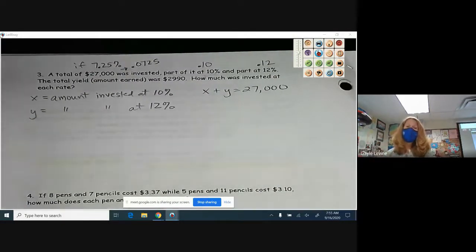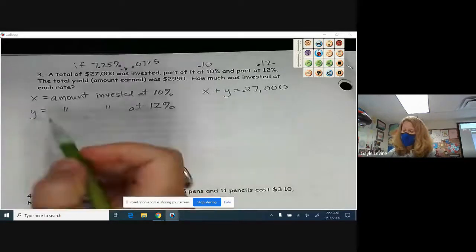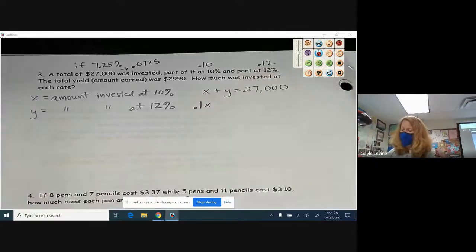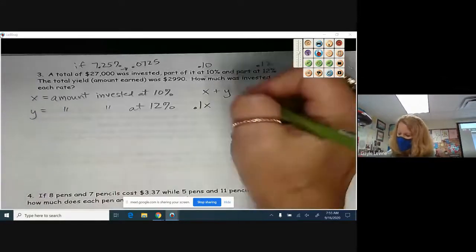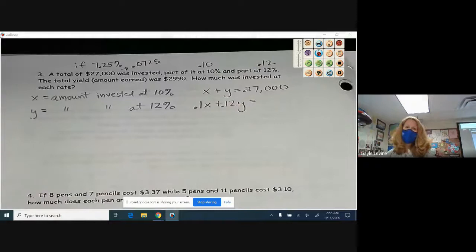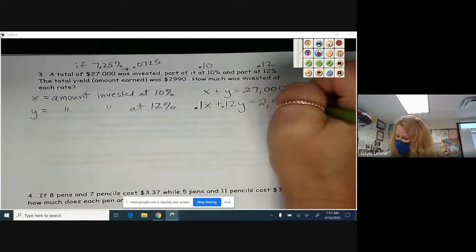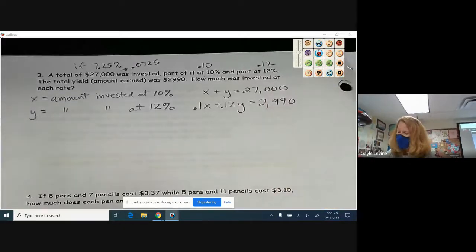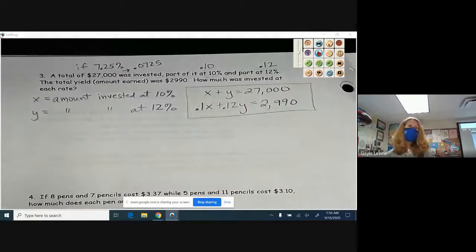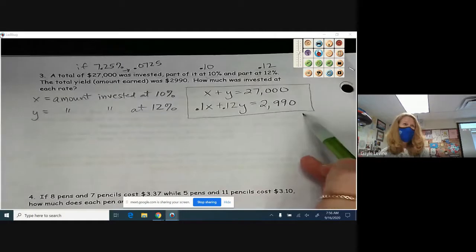And then we're going to multiply the percent by the amount invested. So this is going to be 0.1x, and we're going to multiply the 0.12 times the y, so plus 0.12y. And then that'll equal your yield, so that's your interest, the $2,990. So it was a lot of work getting here. And then this one, you really could solve by either substitution or elimination. Does anybody have a question about how I got here?